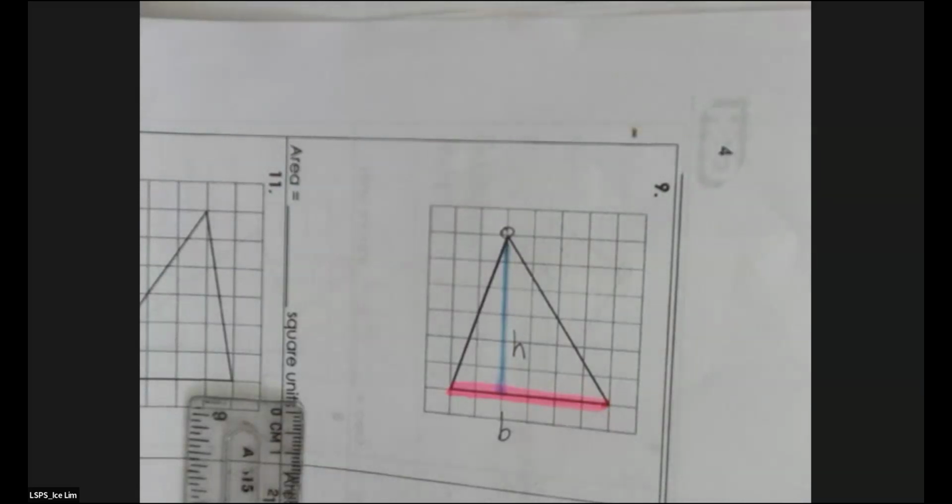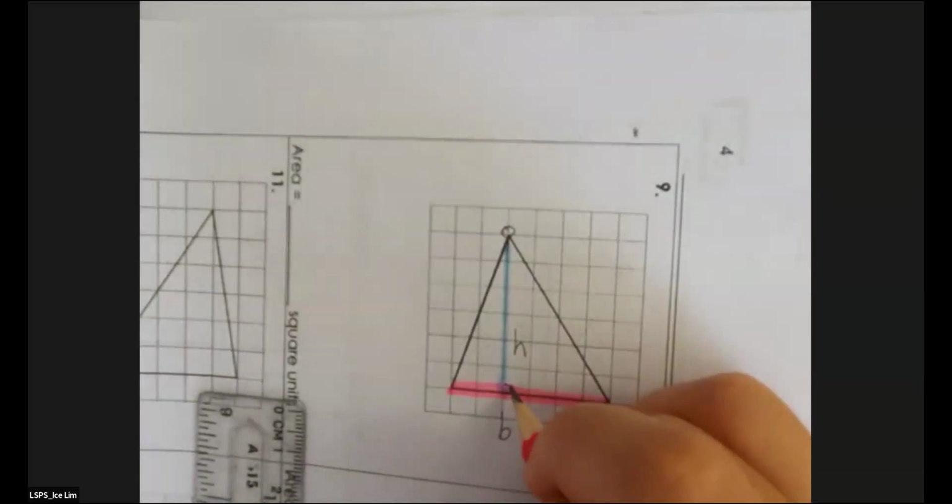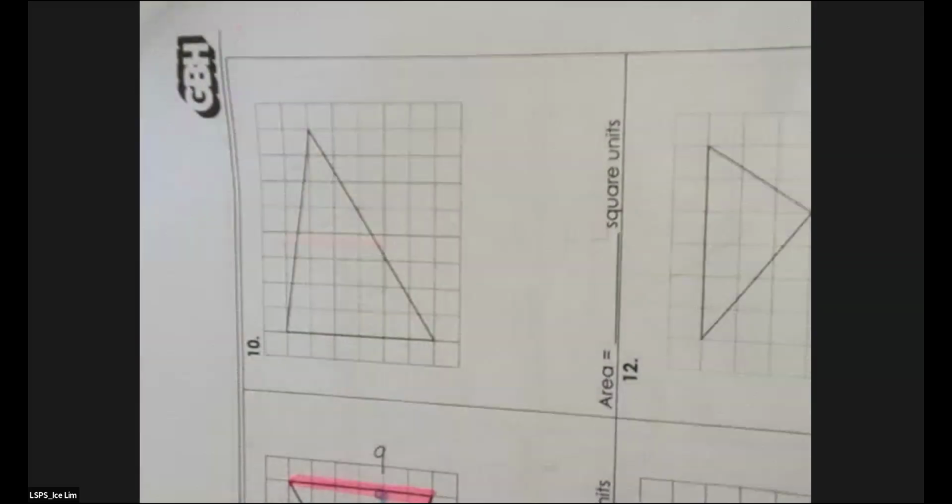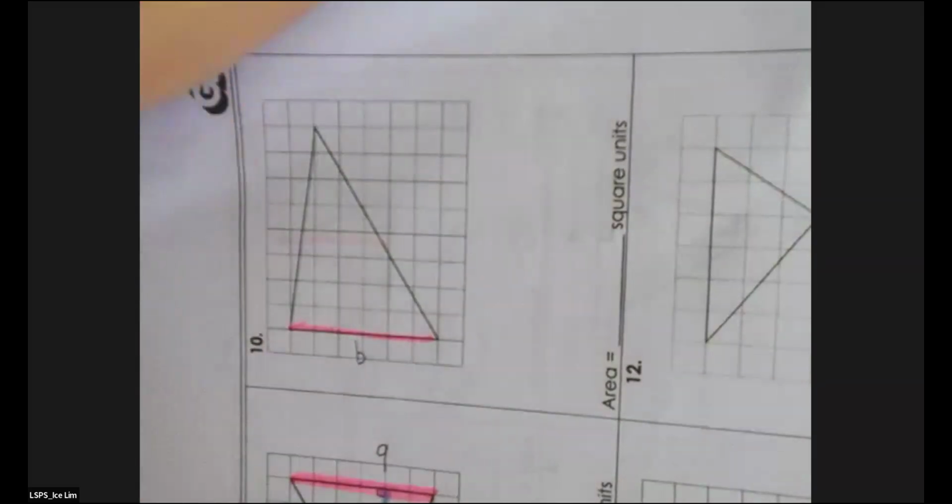This is for question 9. Right angle is here. Okay, question 10. Turn it on the other side. Get the triangle to sit on the butt here, upright. This is the base. And I take the set square.